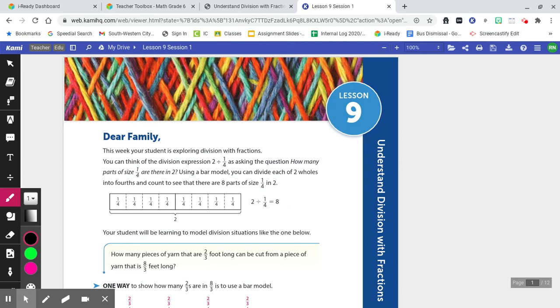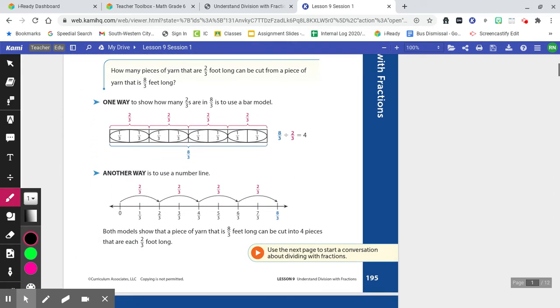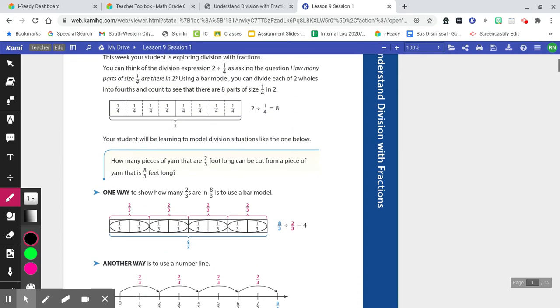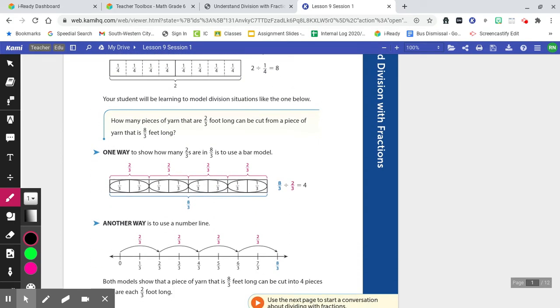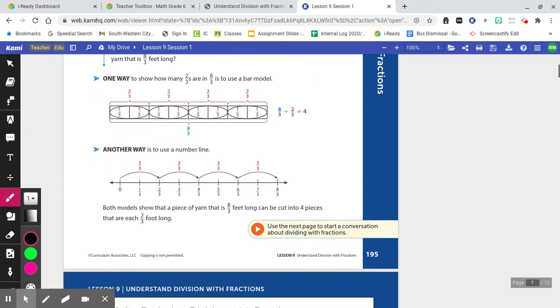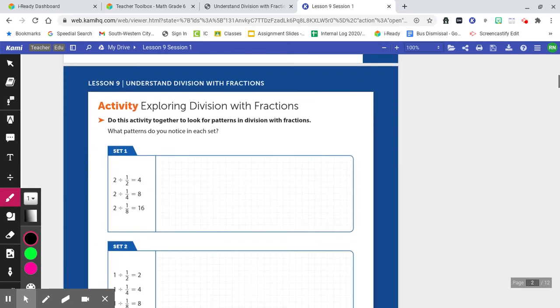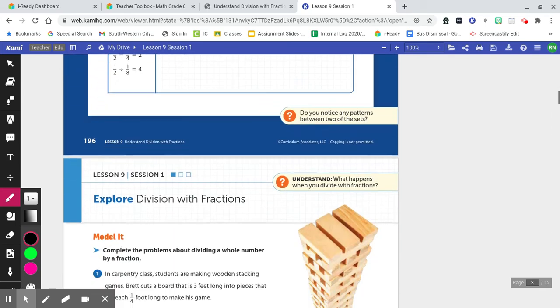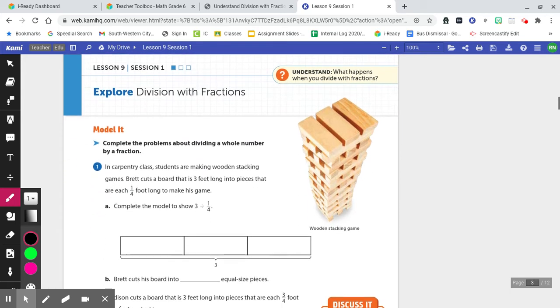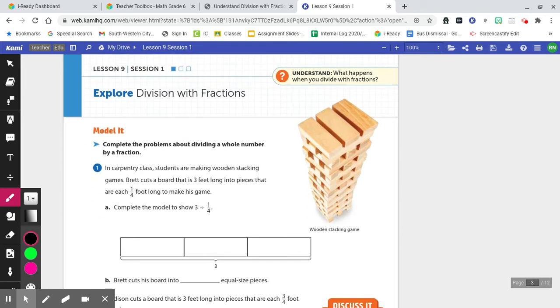We are doing today lesson 9, session 1, and this is division with fractions. I pulled up first the family letter. I wanted to make sure you were aware that it is on page 195, if you want to refer back to it to look at the pictures and help you throughout this lesson. Then our lesson is on page 197. So if you will grab your book and a pencil and open your book to page 197.